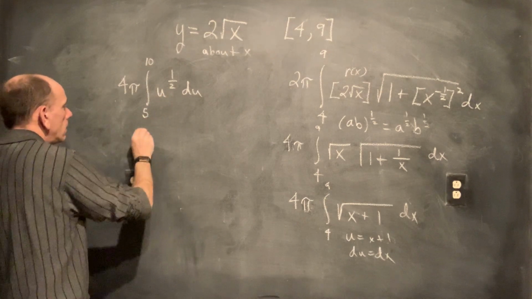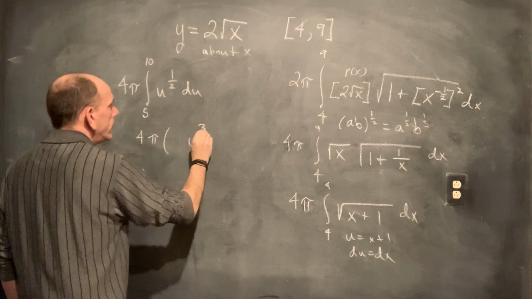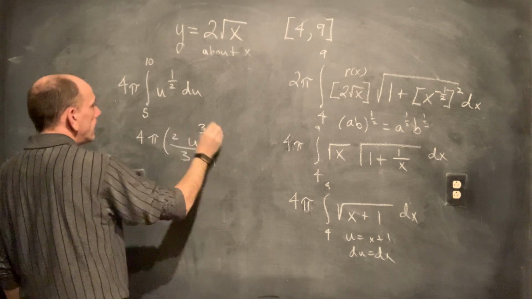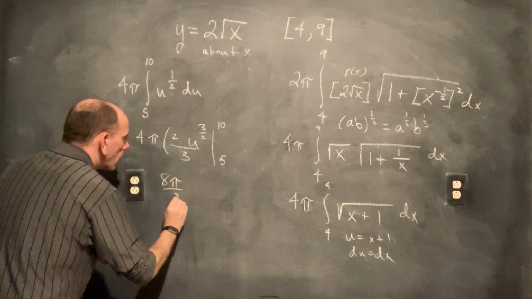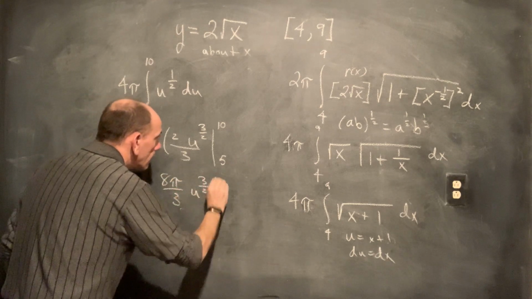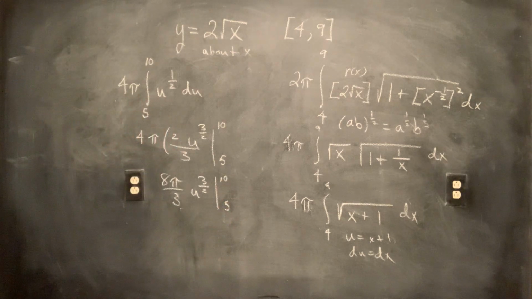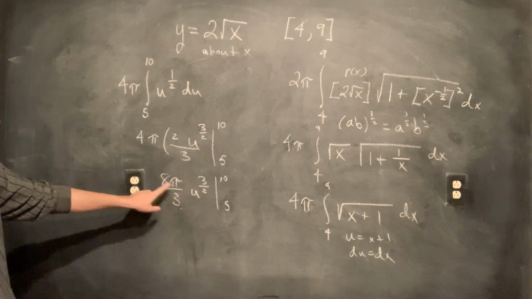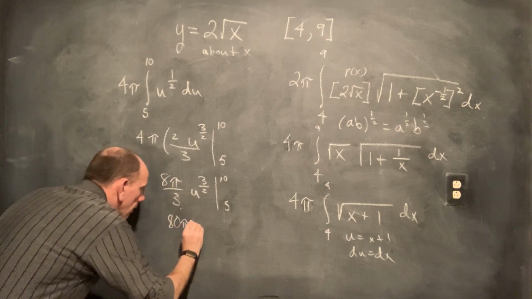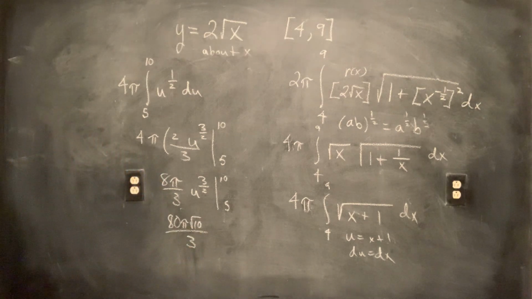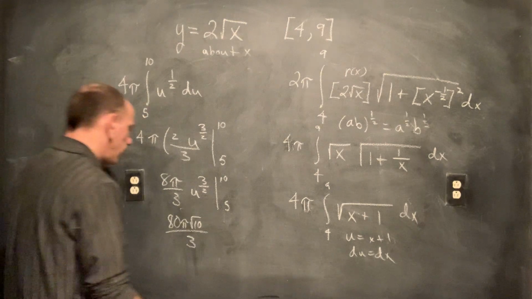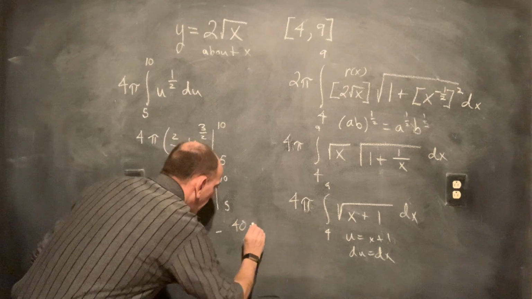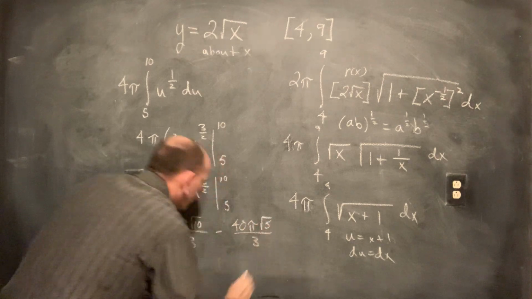There we go, it's a straight power rule. 4 pi times u to the 3/2, 2/3, barred at 10 and 5. So that's 8 pi over 3, u to the 3/2, barred at 10 and 5. So let's see, that's 10 root 10, 80 pi root 10 over 3. And 5 root 5, so 40 pi root 5 over 3.